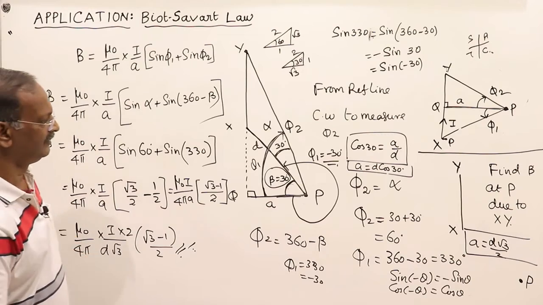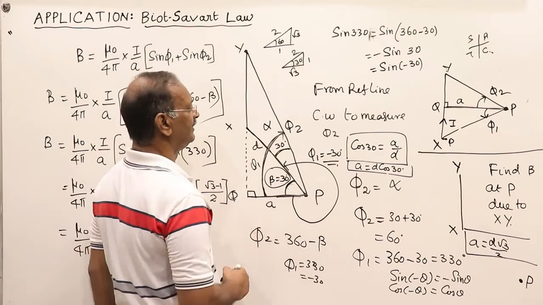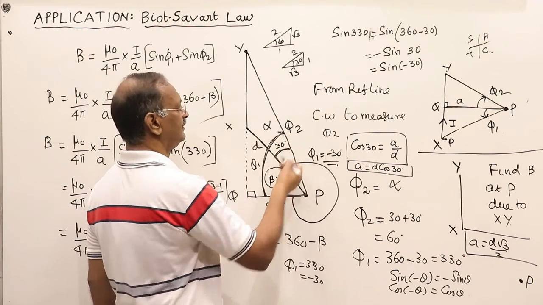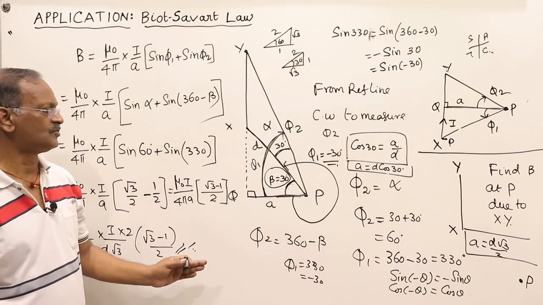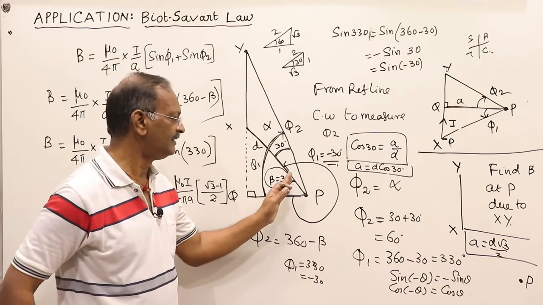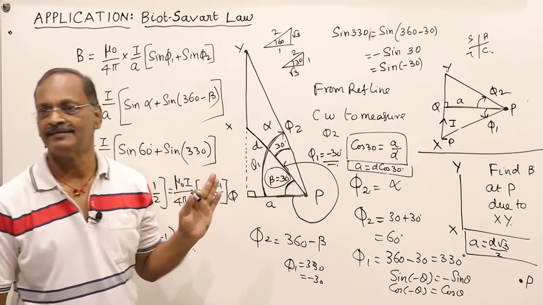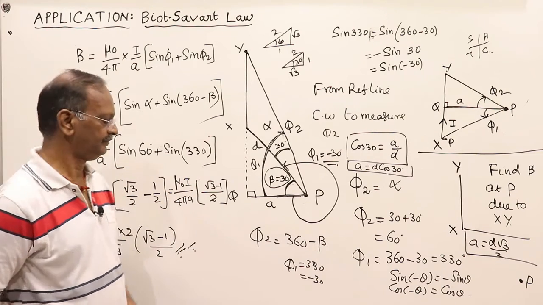We have to be careful. So this is theta 1, this is theta 2, we cannot take. If this is phi 2, this will be the negative of this angle, very simple. Instead of doing so many calculations, take this angle and make it a negative angle. Simple.